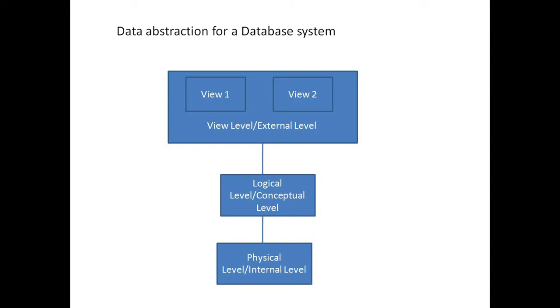Let's understand the first level, which is the physical level. It is the lowest or the most basic level of database architecture. This is the lowest level in the three-level architecture. It is also known as the internal level. The physical level describes how data is actually stored in the database.